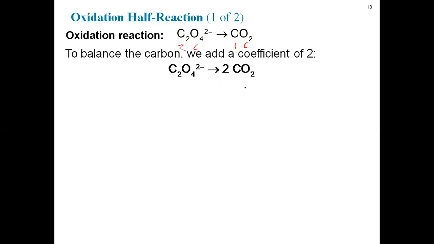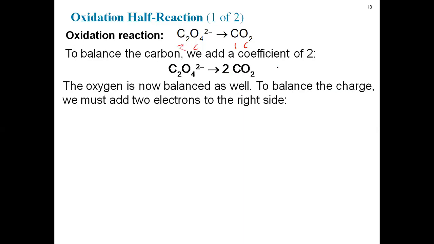Once you balance all the atoms that are not O and H, you begin checking your O and H. In this problem, once we put 2 here, the oxygen is also balanced, because we have 4 oxygens on the left and 2 times 2, 4 oxygens, on the right. That's the only two elements, so carbon is balanced and oxygen is balanced.